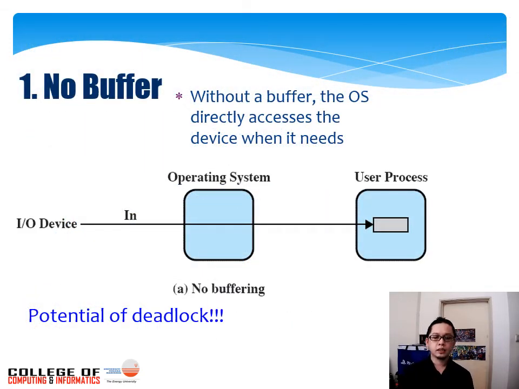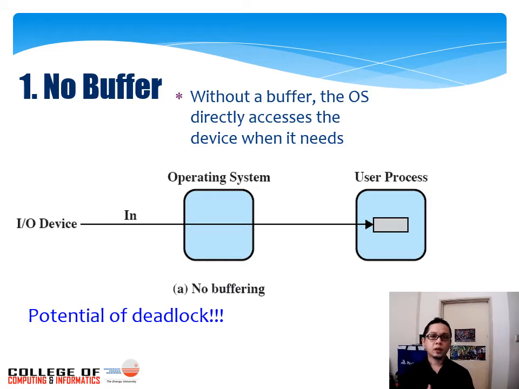So this first condition, which is no buffering, has a potential for deadlock. Just imagine if the I/O device transmits data very slowly compared to the capability of your SSD, which contains your process, or even your RAM. Usually the data transfer in RAM is very fast compared to the transfer rate from your I/O device. For example, you are plugging in your thumb drive, and while the thumb drive is being written, you need to wait for all the data from the thumb drive to be loaded into your RAM.